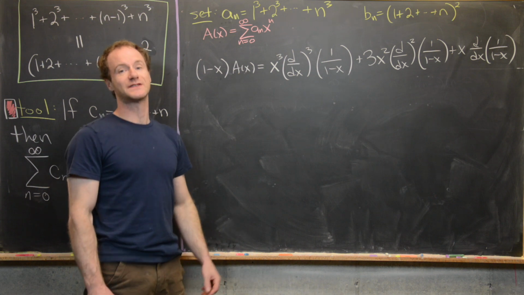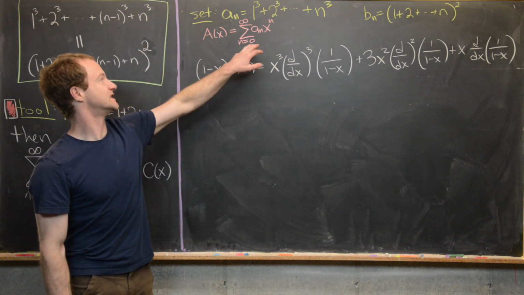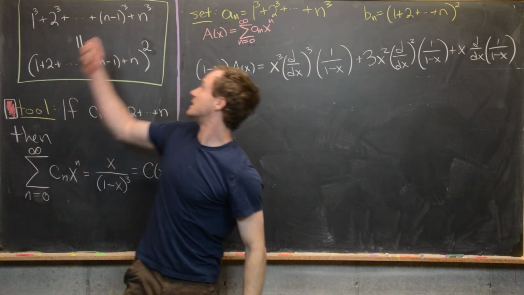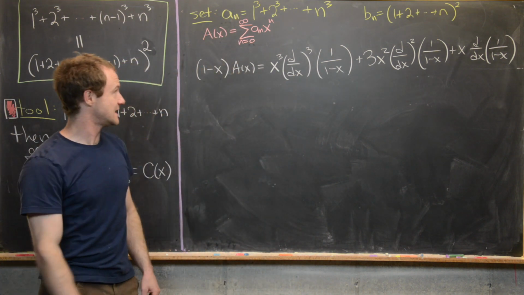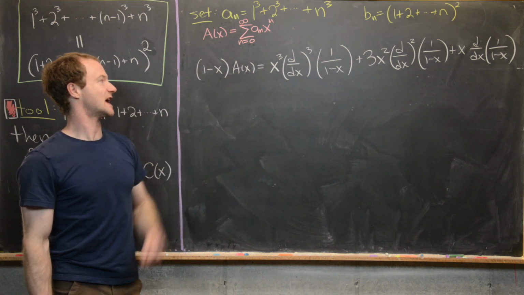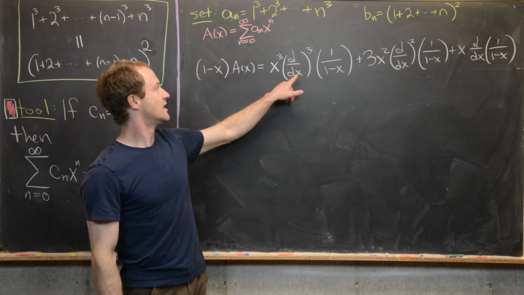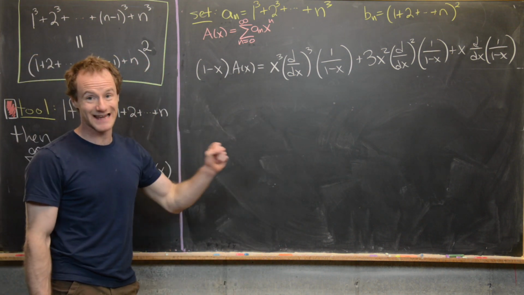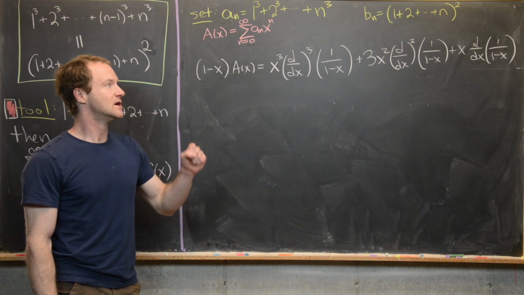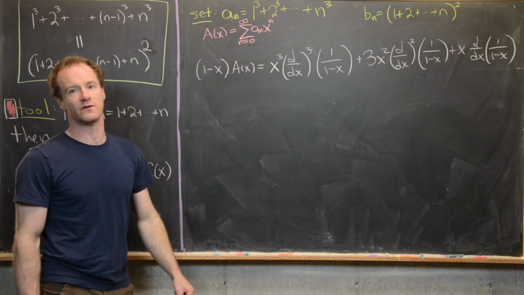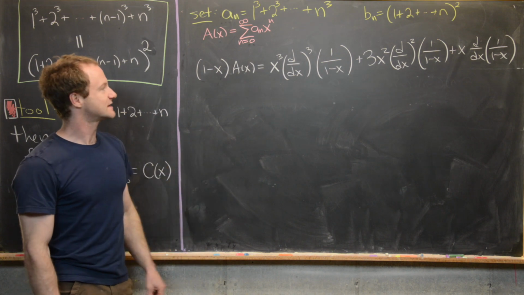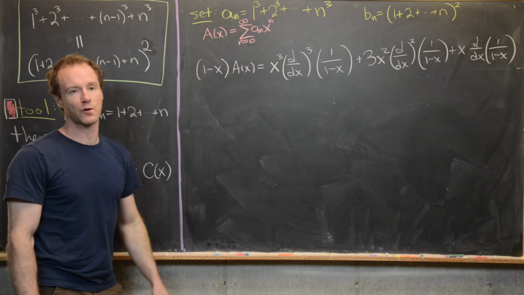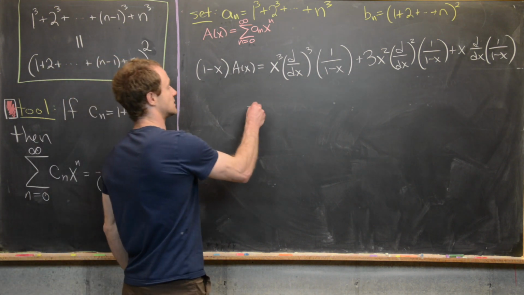On the last board, we built an equation for a of x, which was the generating function of a sub n, which was the sequence defined by the top part of our goal identity. And that was 1 minus x times a of x equals x cubed, the third derivative of 1 over 1 minus x, plus 3x squared, the second derivative of 1 over 1 minus x, plus x times the first derivative of 1 over 1 minus x. So now let's go ahead and calculate this right-hand side, work it down until we have a closed formula for a of x. So let's go ahead and do that.